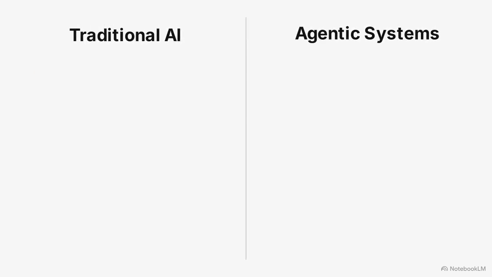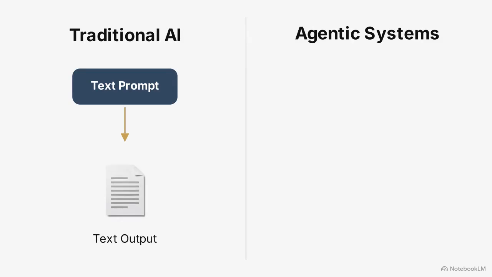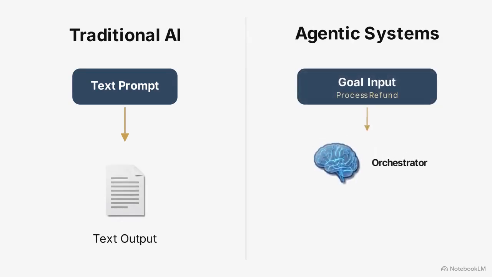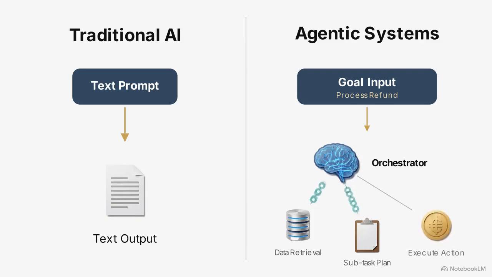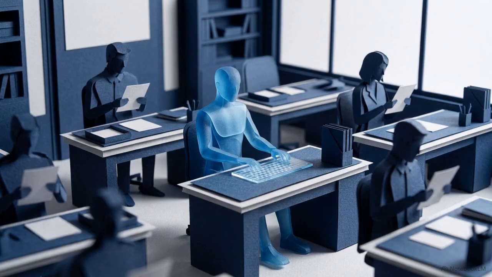This diagram shows the structural difference between standard AI and agentic systems. On the left, a traditional prompt yields a single block of text. On the right, providing a goal triggers a dynamic sequence where the agent actually logs into your CRM, cross-references inventory, and issues a refund without you ever hitting enter. Agentic AI represents a transition into a digital workforce.